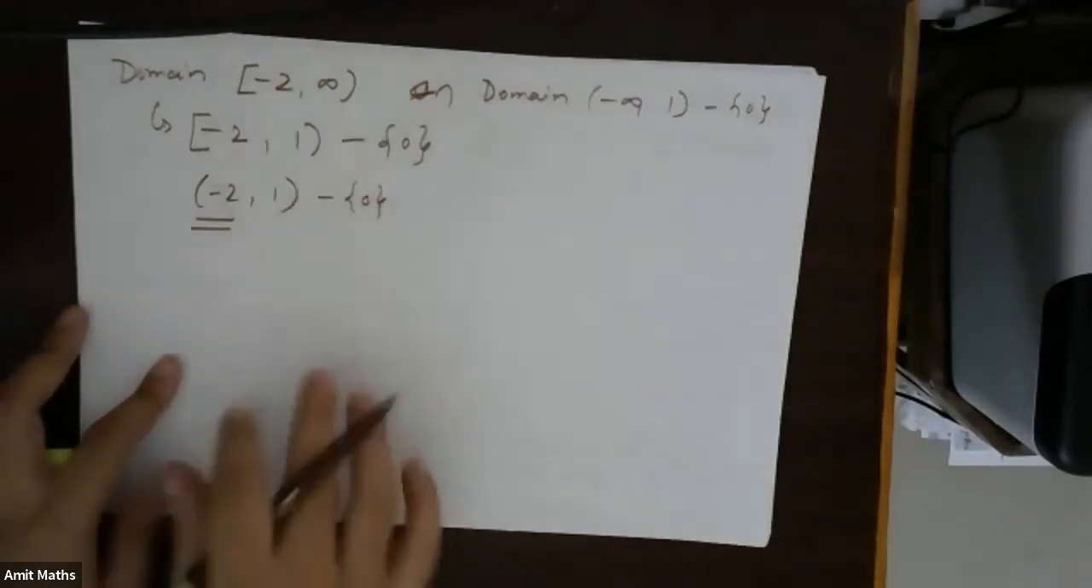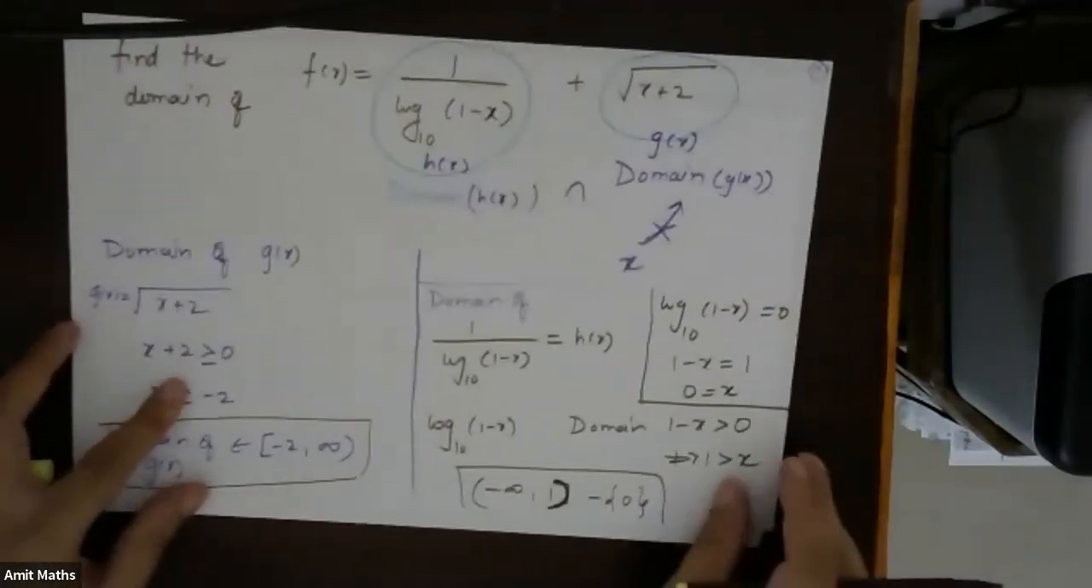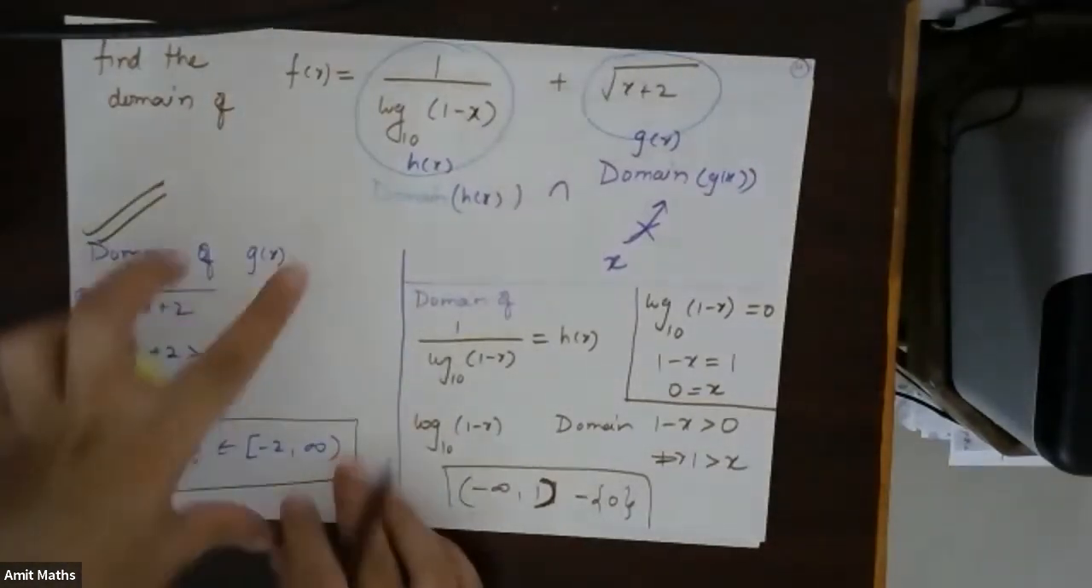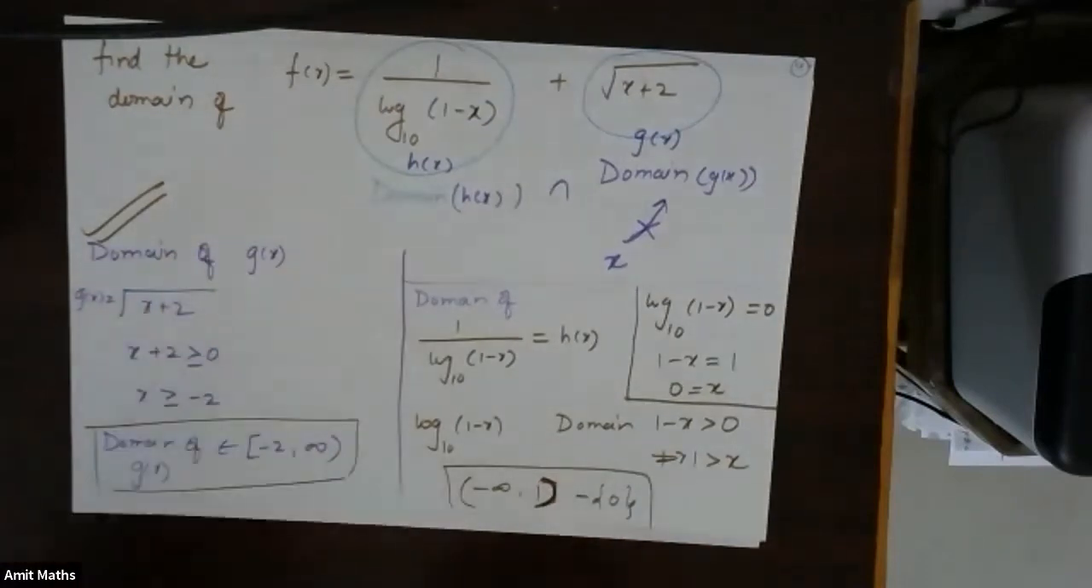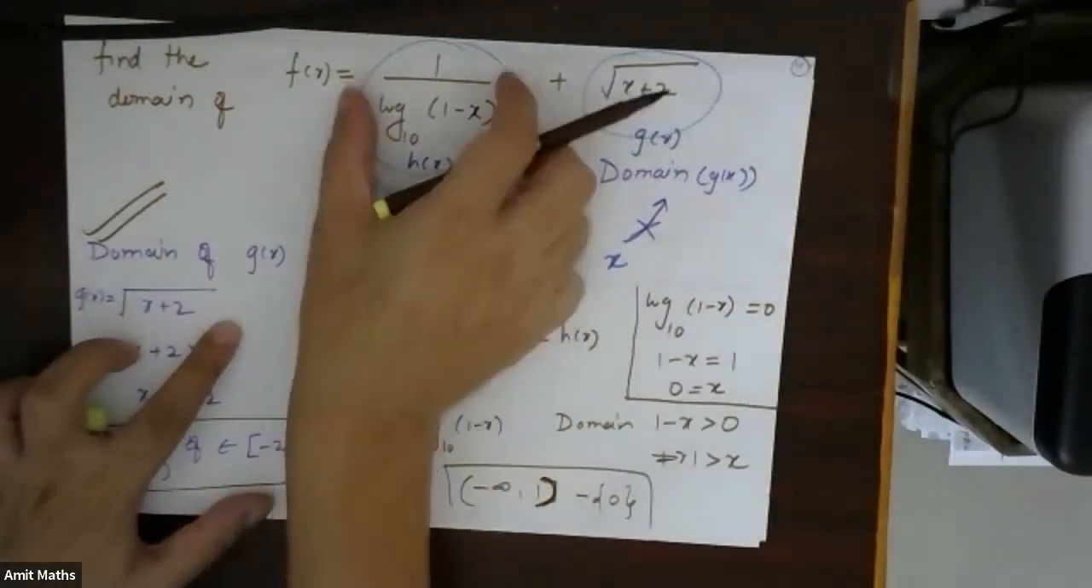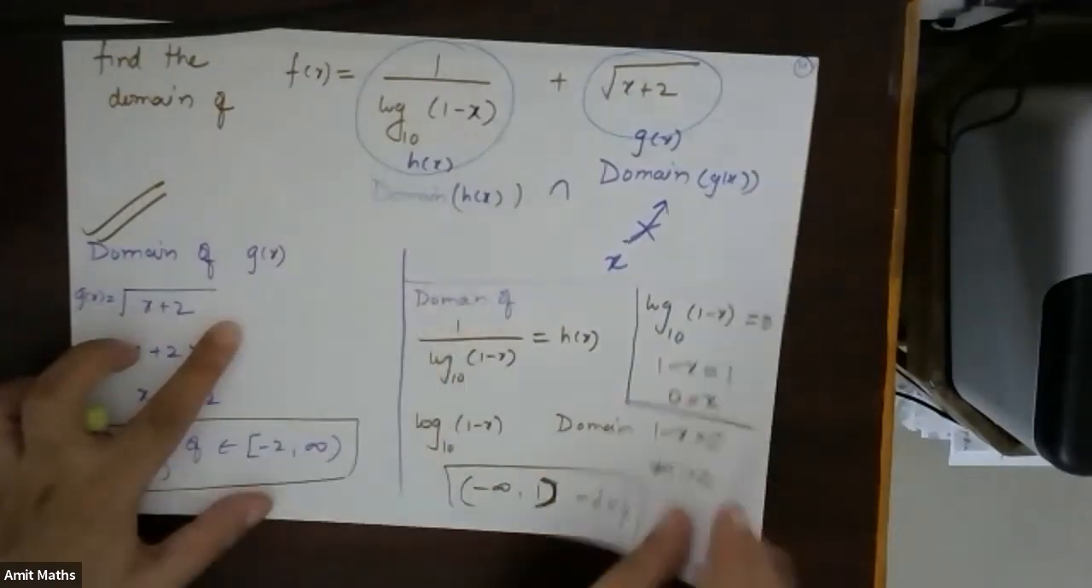Okay, I will explain this once again. See, this part is okay. This part is okay. Everybody must have done this part. Now the thing to notice is this h of x. I have to find the domain for h of x. I'll find the domain of h of x once again.